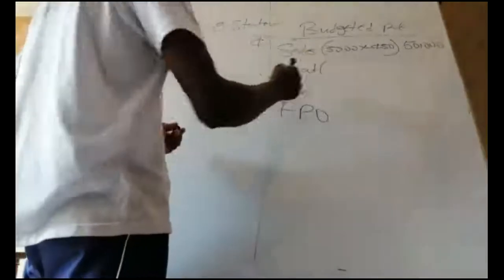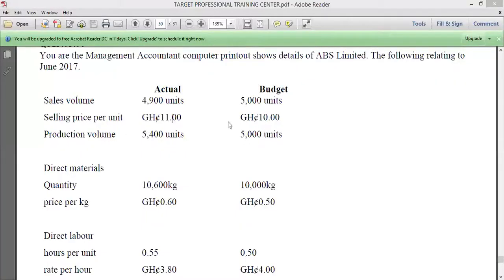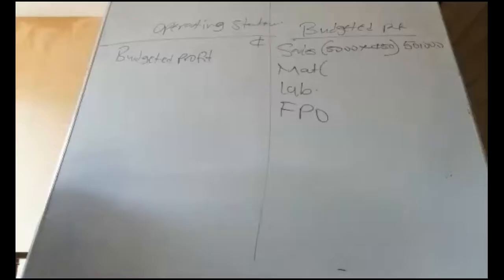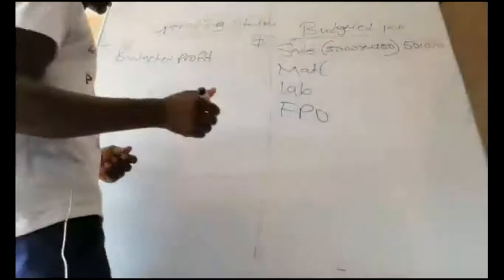So material, let's go and pick the material. There's no variable production overhead in the question. So let's see the material cost. Now, the material per the standard, they've used 10,000 kg, that's the budgeted quantity. And the price is 0.5 each. So it will be 10,000 by 0.5. That will give us half of 10,000, so that's 5,000. That will give us 5,000. Perfect. Put it in brackets. All costs must be in brackets.